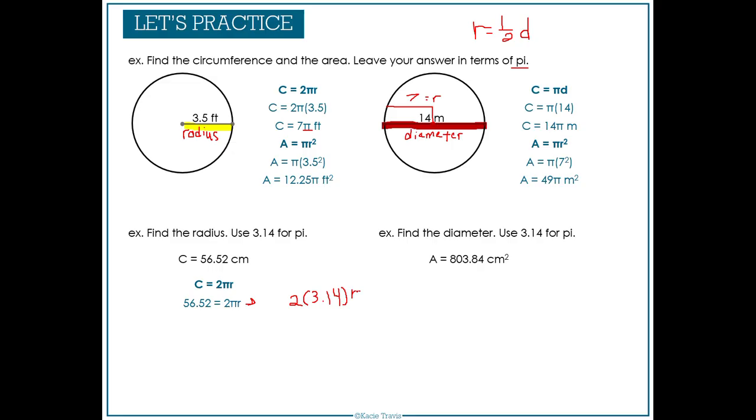And then we got r. So this is what that is. It's still equal to 56.52. But it's important for us to know what information we go through and figure out.